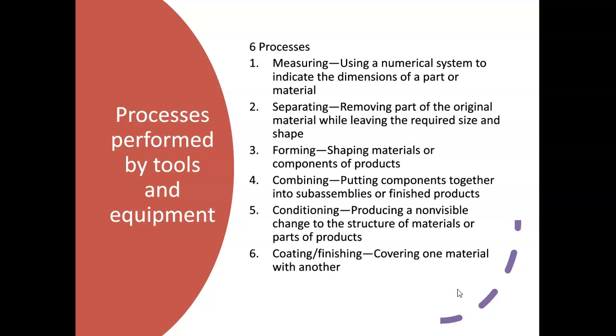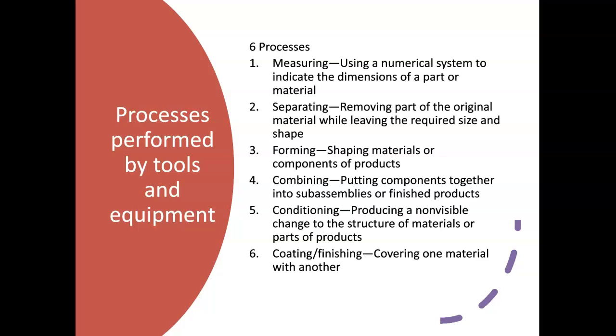So now that we've gone through some of that, we will talk about the 6 processes that you use tools for, that we can kind of break tools into. So measuring, of course, is a very, very important type of process that we use. Separating is anything that we're going to be using to remove part of the material to bring it into the size and shape that we need.